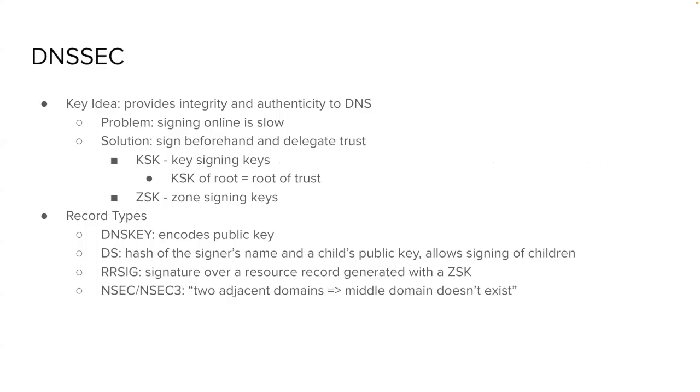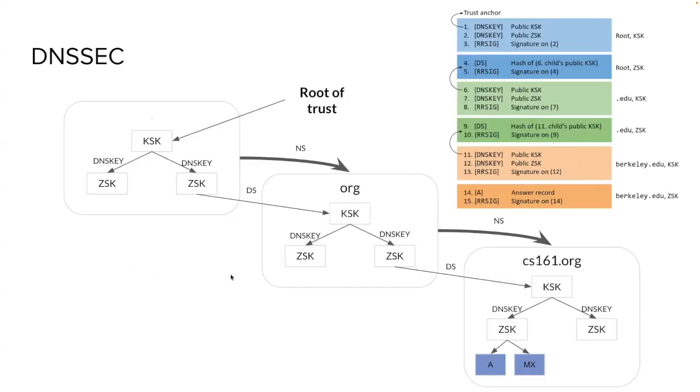But the key idea of DNSSEC is that when you want to sign beforehand and delegate trust, you have two things. You have the KSK, which is the key signing key, and the first KSK is the root's KSK, right? And then the ZSK is the zone signing key. These are the keys used to sign the next zones. I think it makes sense to just have a look first.